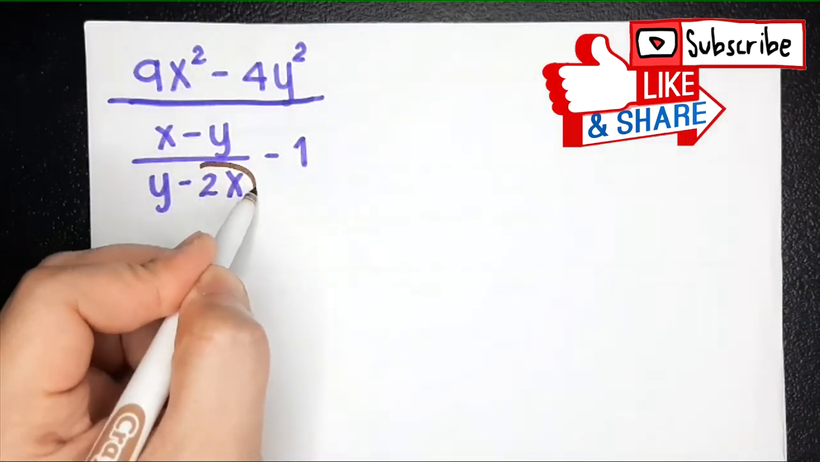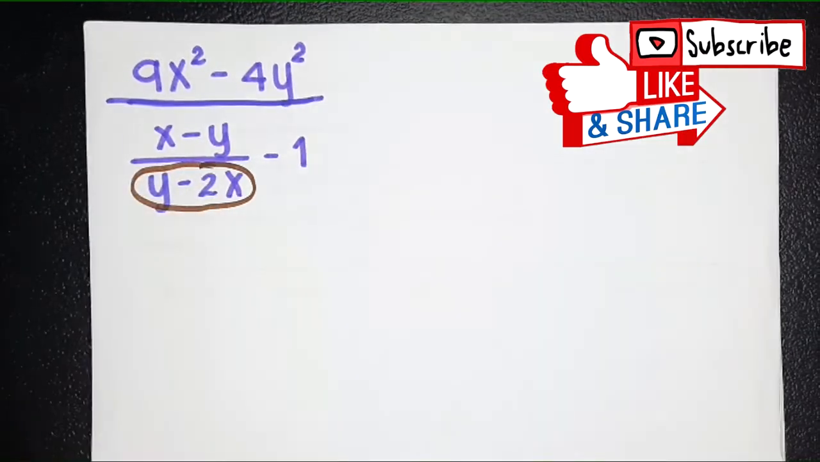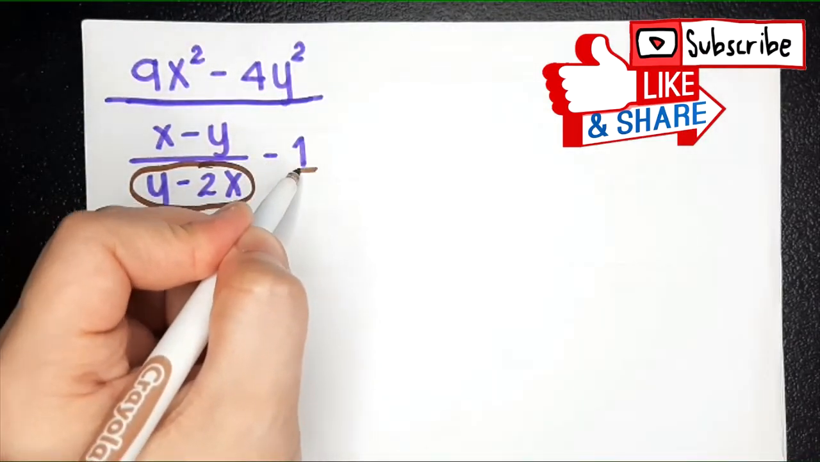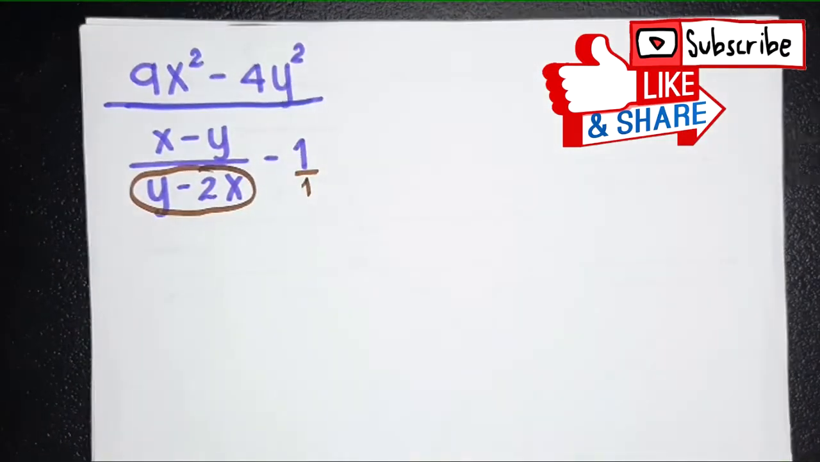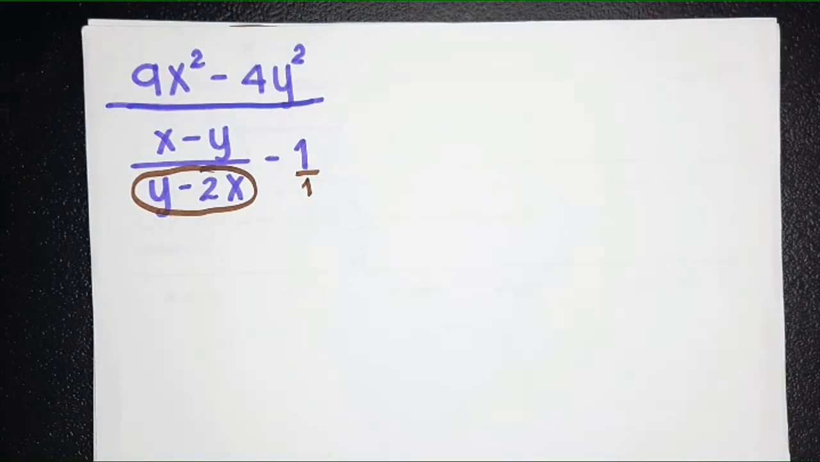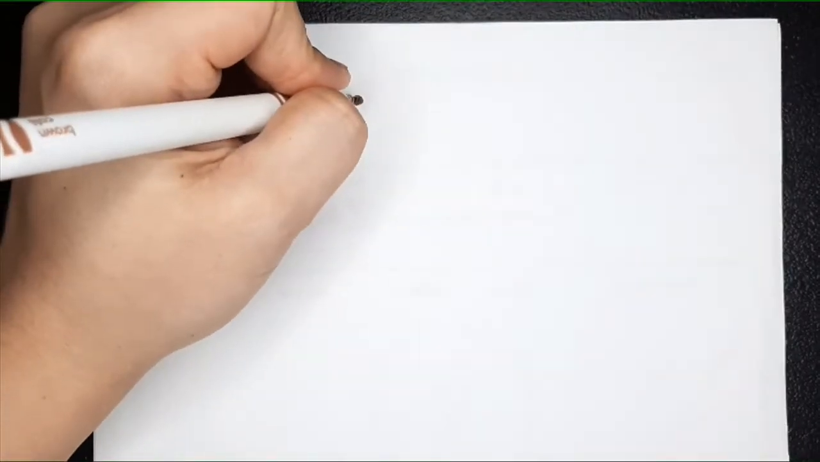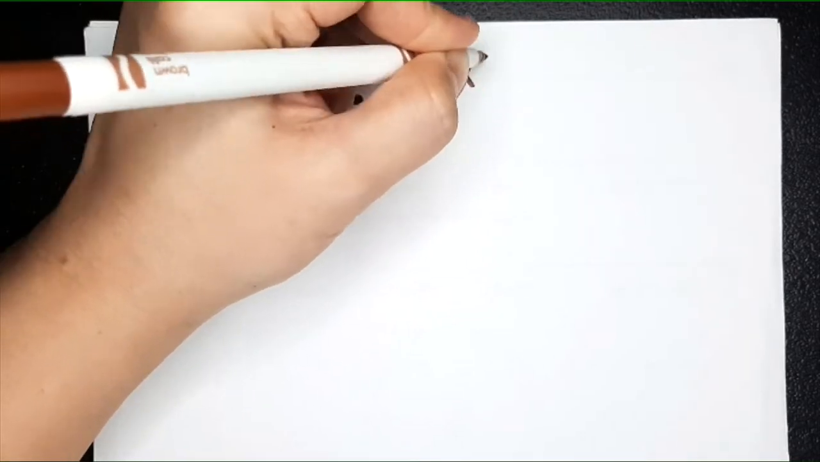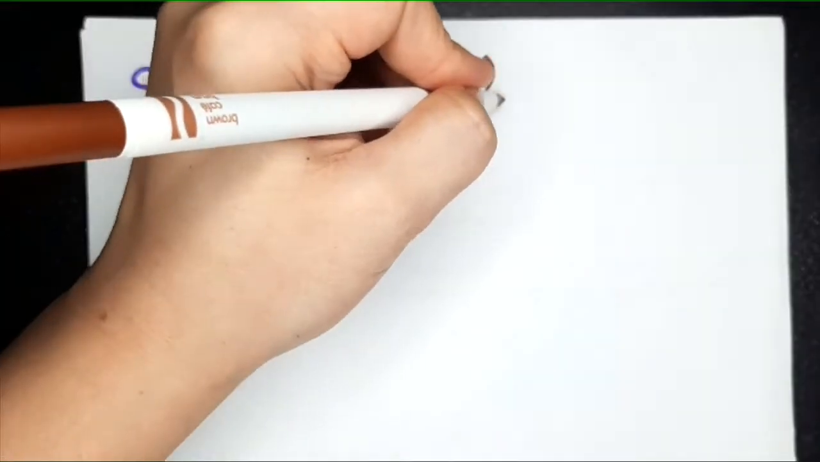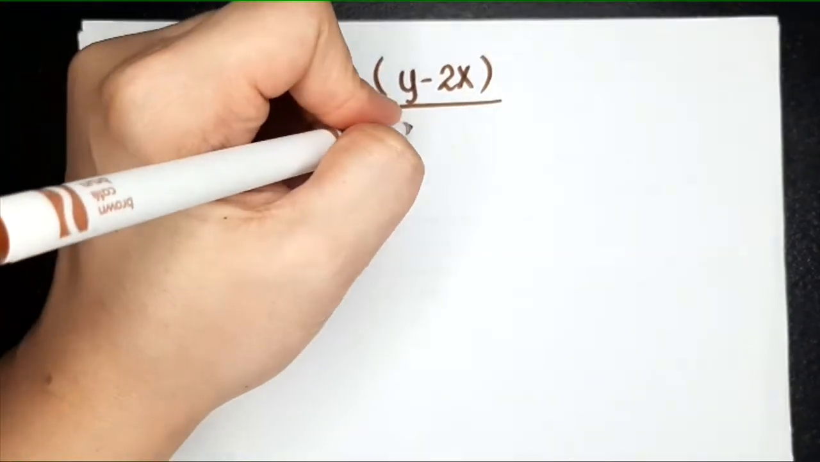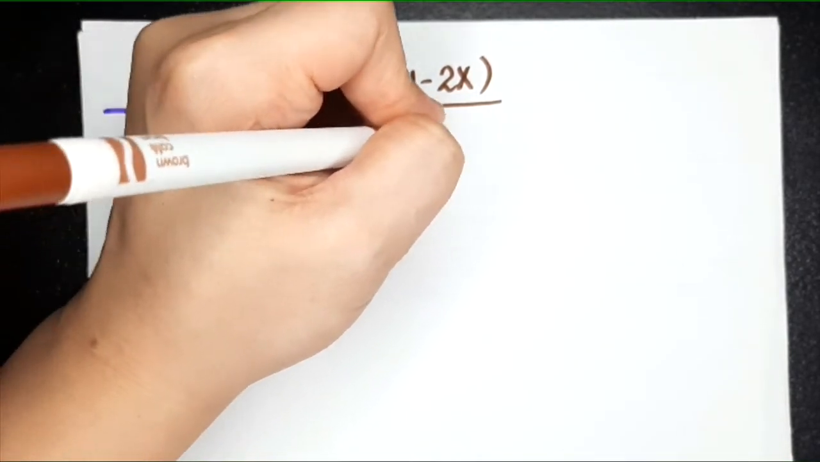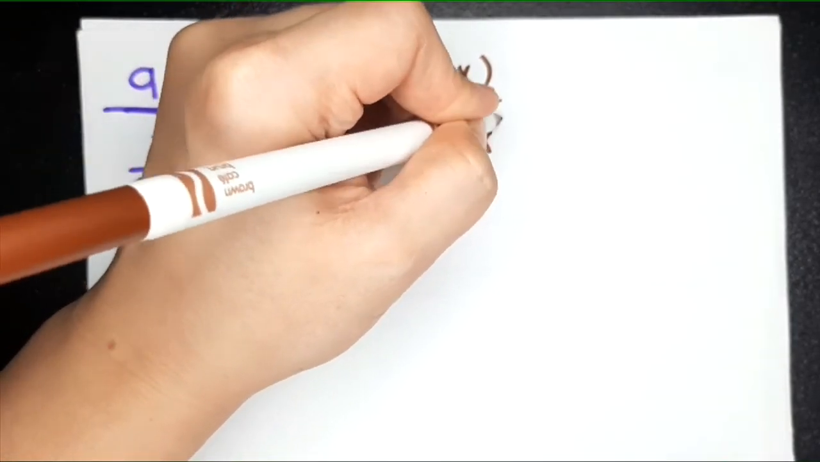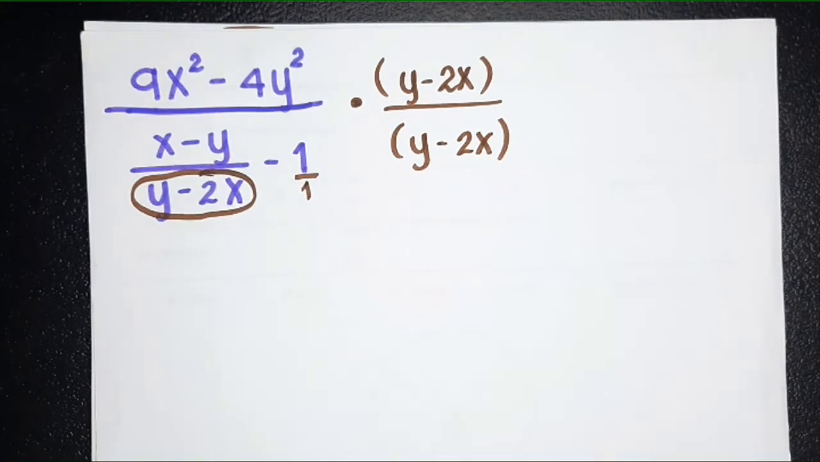Isa lang. Eto. Actually, may denominator naman itong mga to, kaso 1. So, pwede nyo nang i-ignore. So, ang LCD niyan is simply y minus 2x. Okay? So, paano nga ulit yun? We multiply the numerator by y minus 2x. Okay? We also multiply the denominator by y minus 2x. Okay? And then, we distribute.